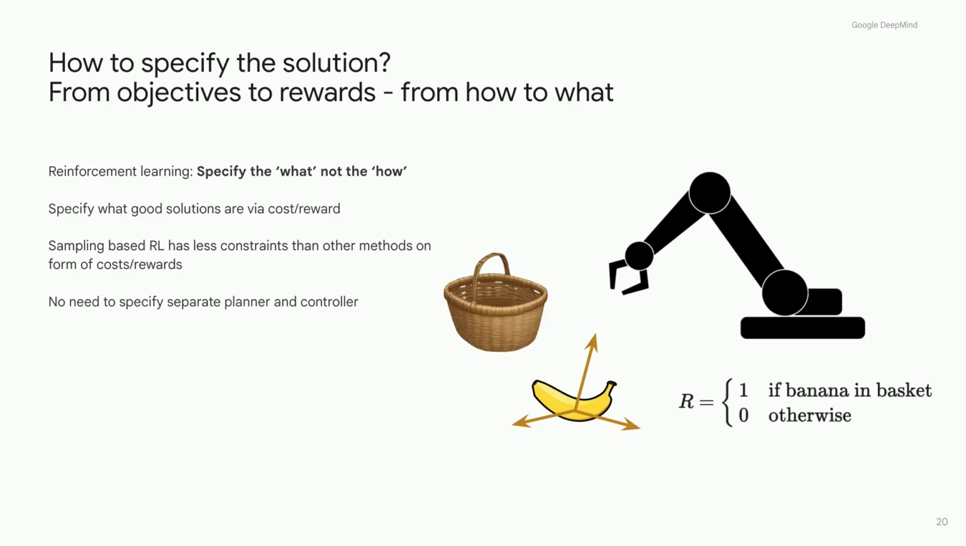So a bit fewer constraints, and in particular, I'm going to come back to that. We don't need to specify a separate planner and controller. In principle, the algorithm solves both problems at the same time. It will infer how to fulfill this task, how to generate the plan and how to track the plan.